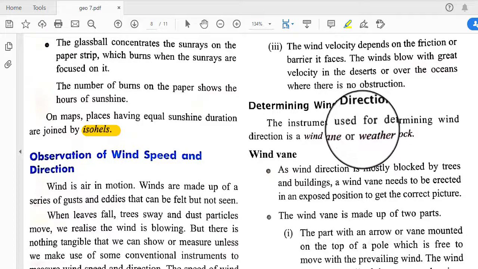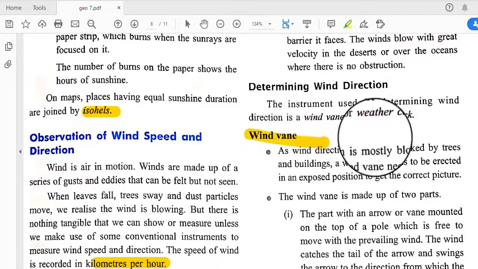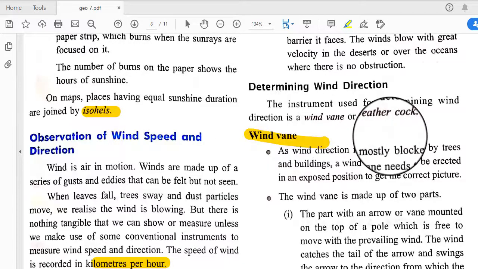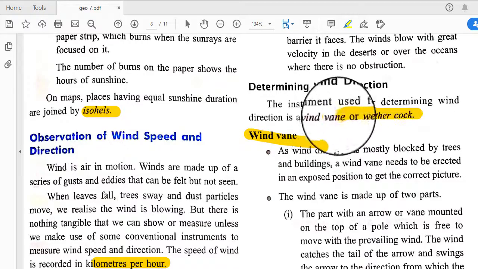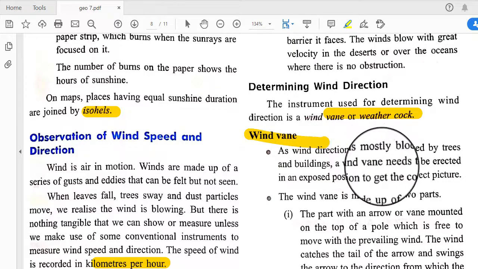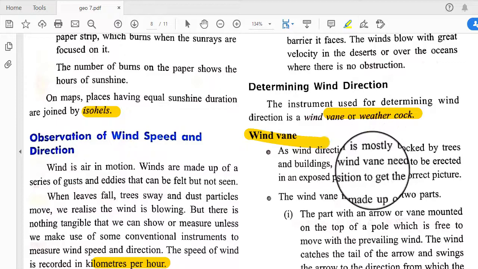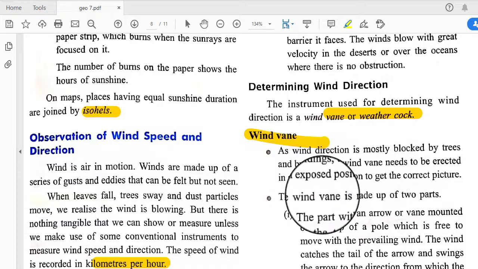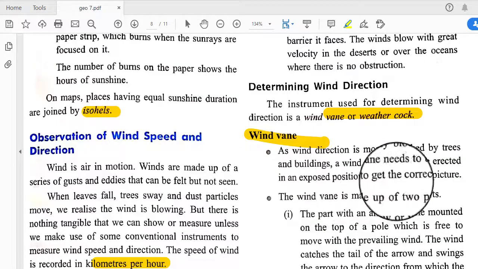And determining wind direction: with the help of a wind vane we can determine the wind direction, the wind vane and weather clock. As the wind direction is mostly blocked by trees and by buildings, a wind vane needs to be erected in an exposed position to get the correct picture.